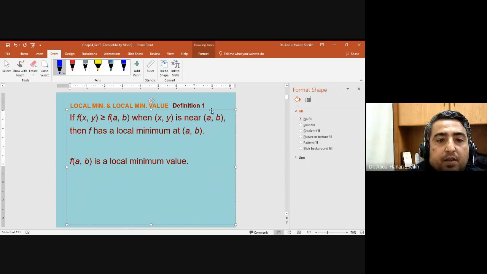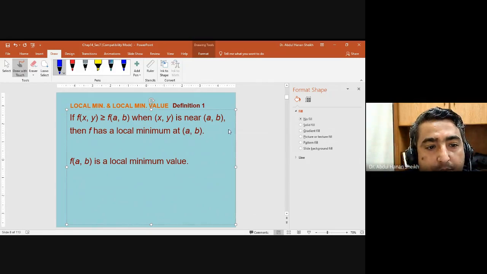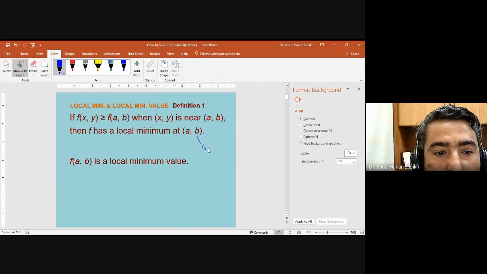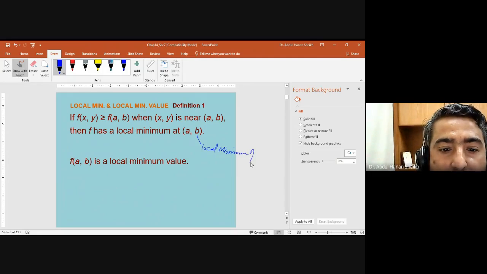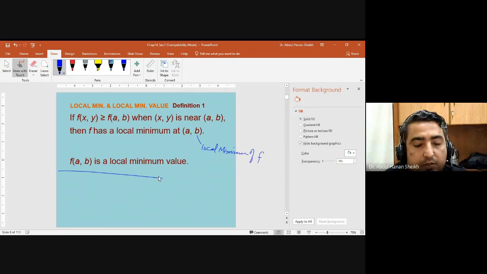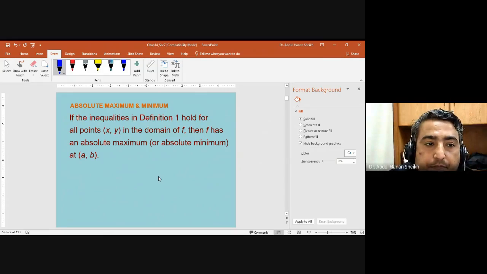When x and y are in the surrounding neighborhood of this point, then f has a local minimum at this point. So this point is a local minimum of f, and this is the local minimum value at that point. So this is the formal definition.